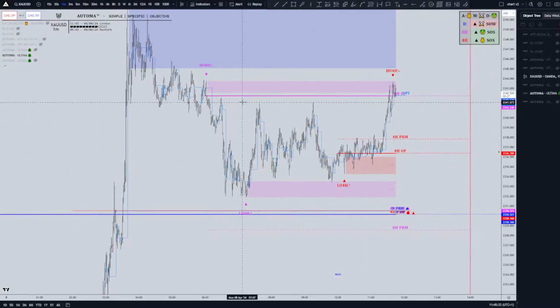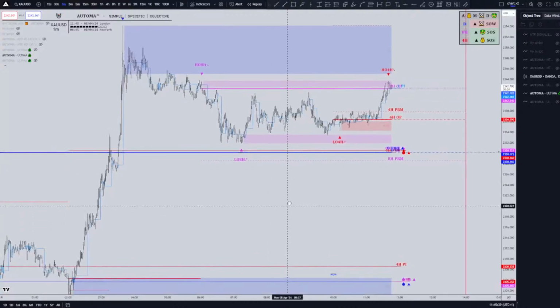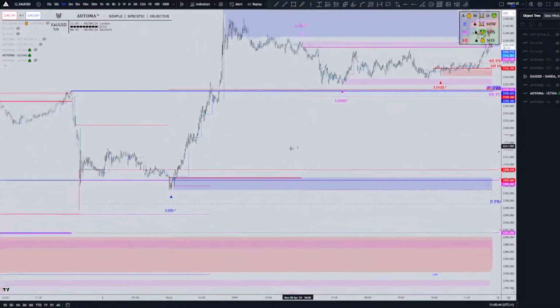I think in the group, Waterwind was asking regarding RBs, rebalance zones, can they be used as a point of interest? 100%. Okay, I will give you the tip.